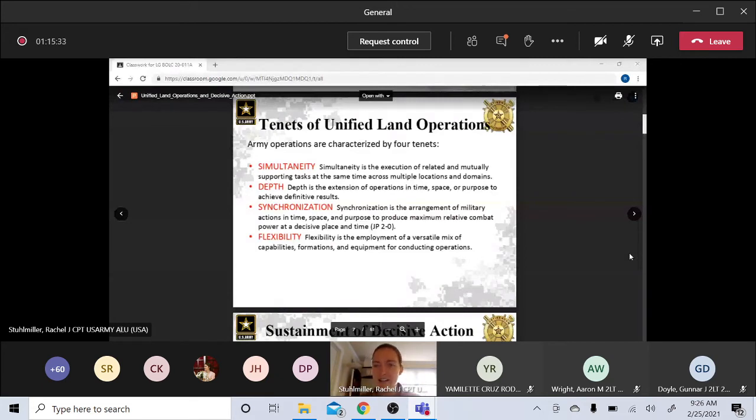I know it's a bit of an aside, but just some general topics to get you in the mindset of what we're talking about. So exactly where we're going: we're going for simultaneity, we're going for depth, and we're going for synchronization. Synchronization is the arrangement of military actions, but really it enables maximum relative combat power at a decisive place and time. So you'll see simultaneity, depth, and synchronization. All of these have to work together in unified land operations.